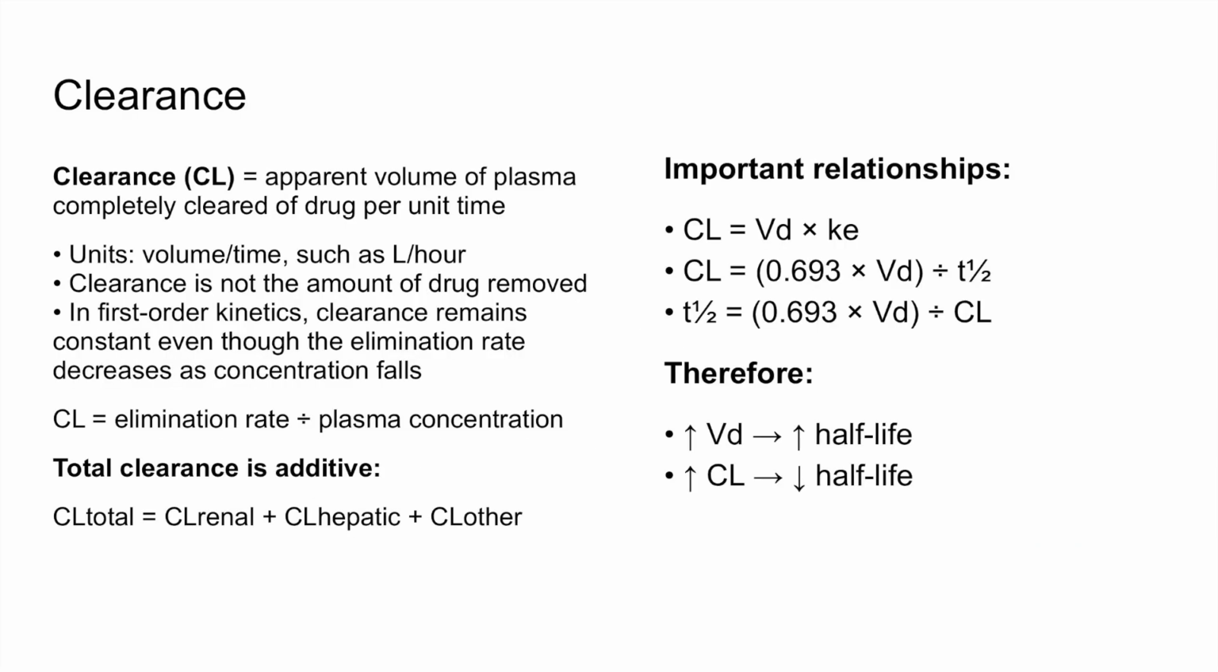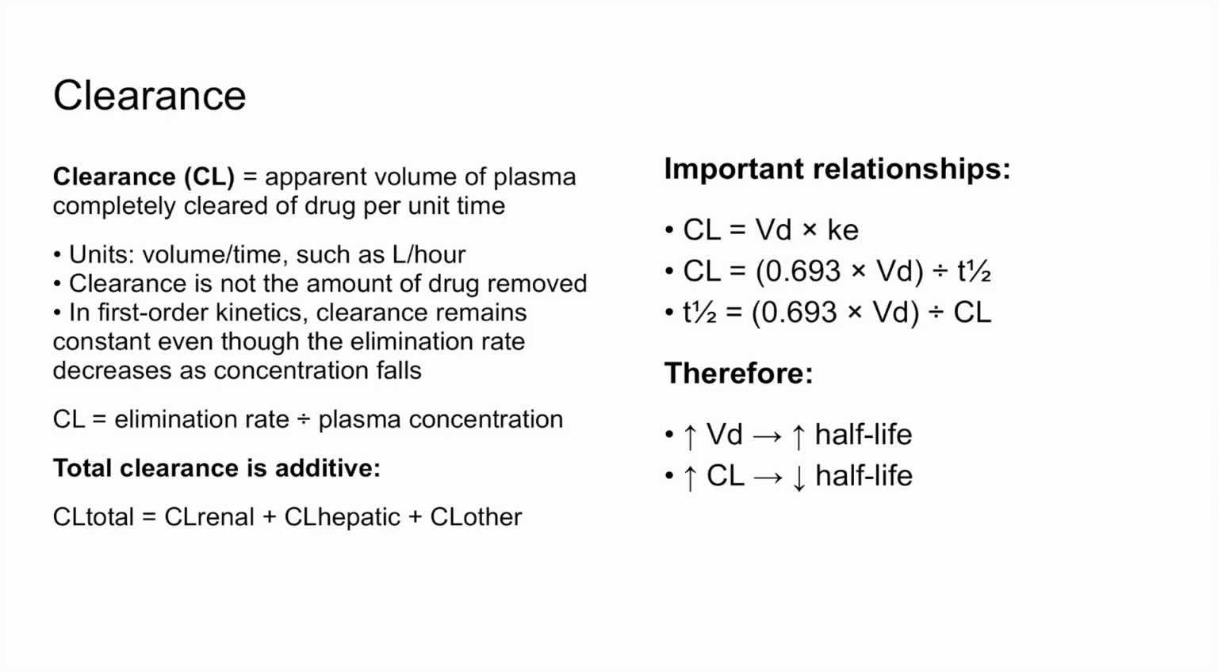So clearance is the apparent volume of plasma completely cleared of drug per unit time, commonly expressed in liters per hour. It is not the amount of drug removed, it describes the efficiency of said elimination, right? Because we just talked about elimination. That is about drug being removed. This is about the efficiency of it. So clearance equals the elimination rate divided by plasma concentration. In first-order kinetics, clearance remains constant even though the absolute elimination rate decreases as the concentration falls.